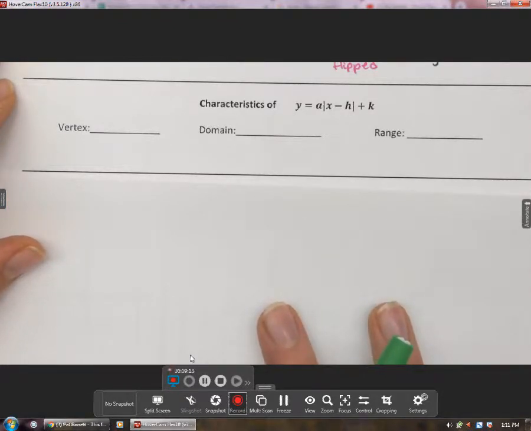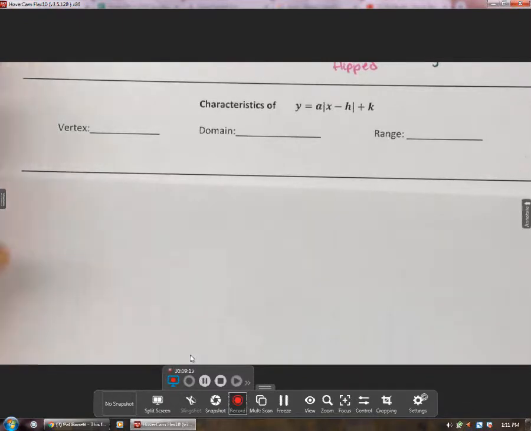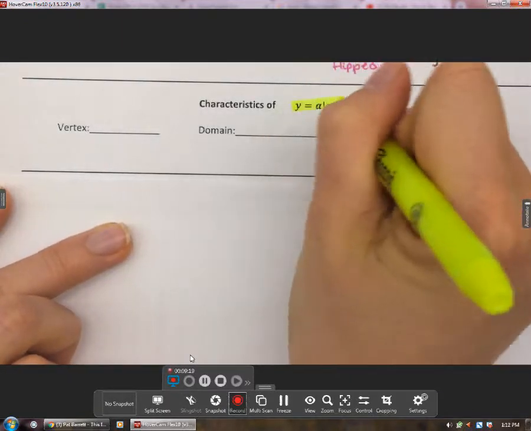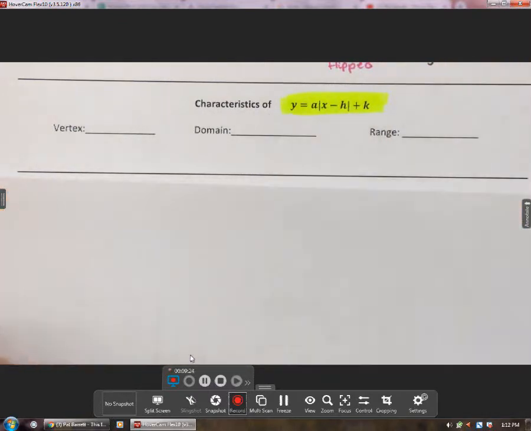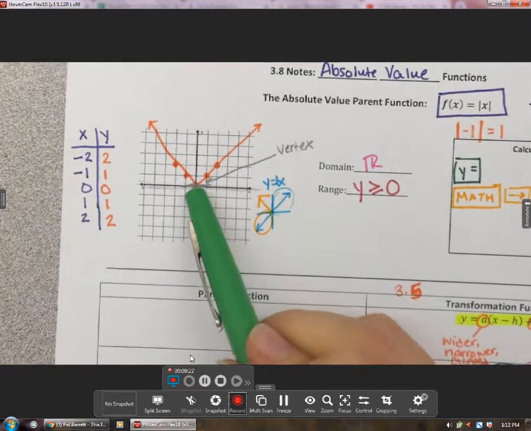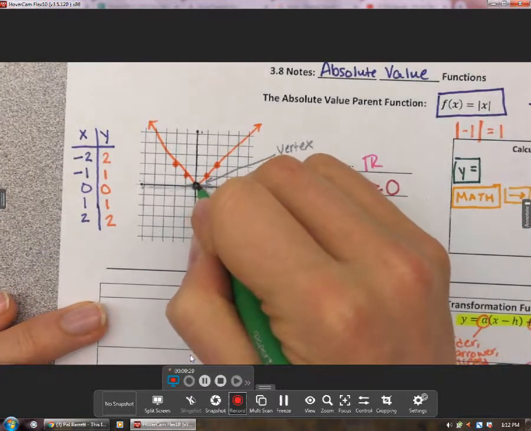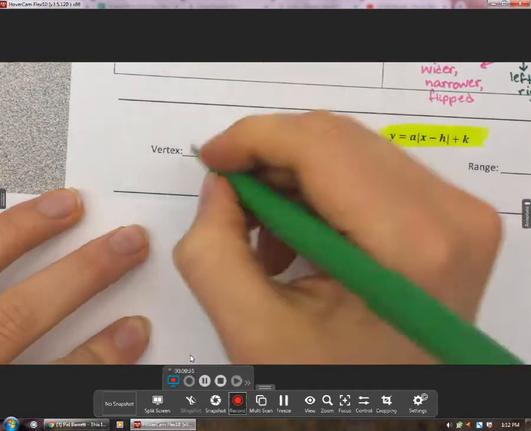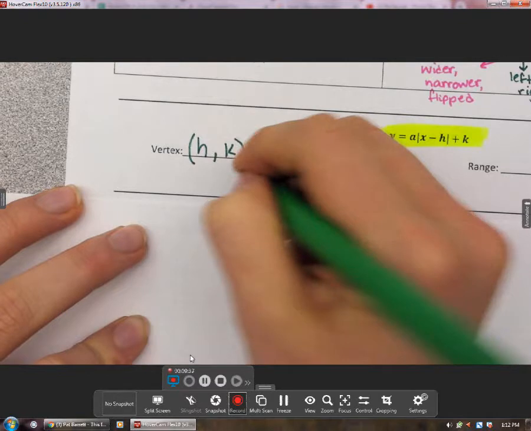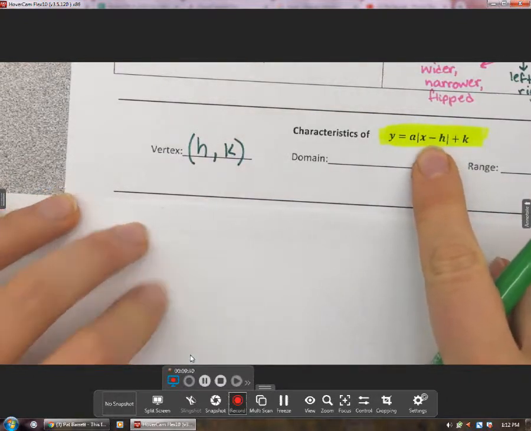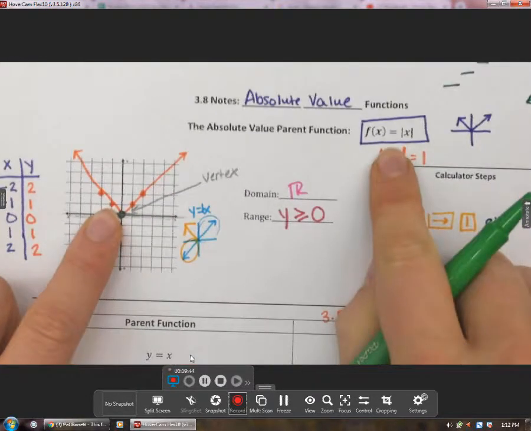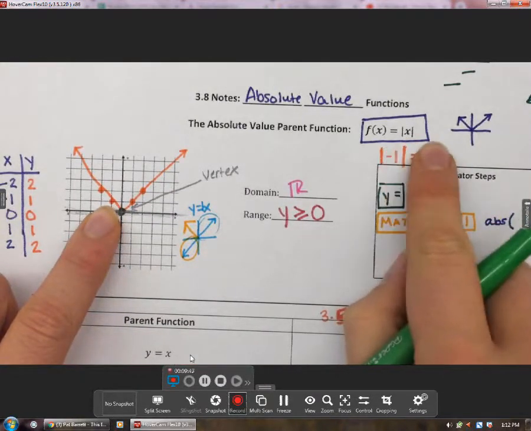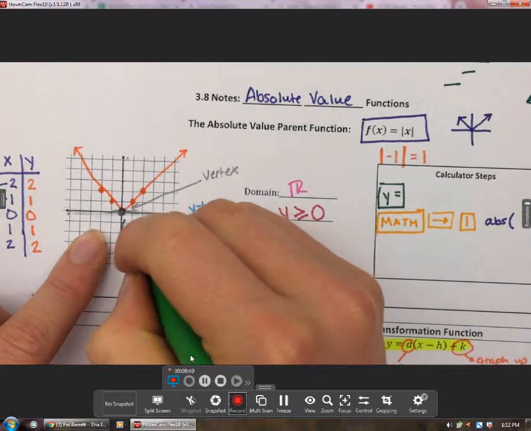I do want to point out, this would be worth writing down, that this type of graph has a vertex. I already told you. The vertex is the bottom of the V. The vertex in these graphs is the point H, K. Notice how even though it says minus H, this is positive. H, K, that's your vertex. In my first example up here, there was nothing in there, and there was no plus K. So the vertex was the point 0, 0.